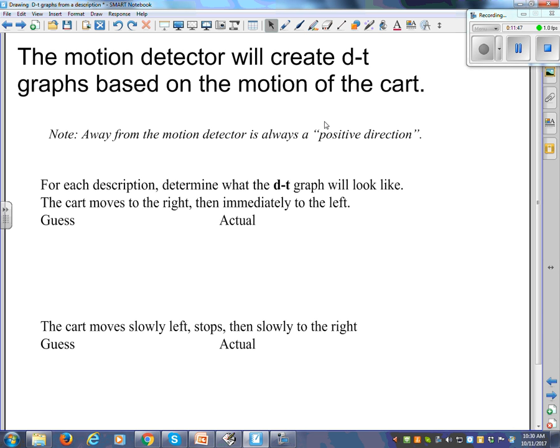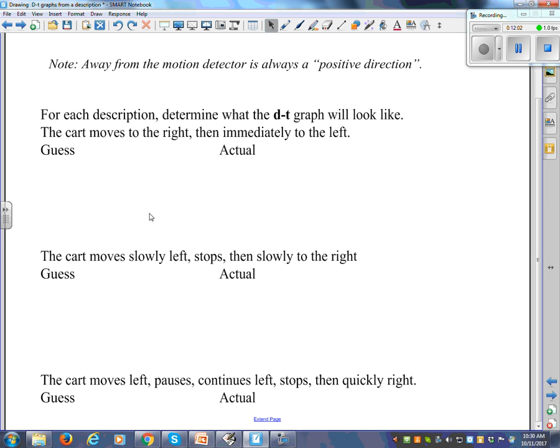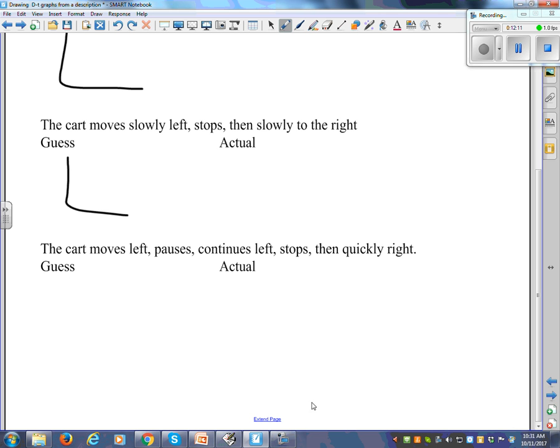Okay? So it says for each description, determine what the DT graph looks like. So the first one is the cart moves to the right and then immediately to the left. Okay? So you'll notice that I have 3 of them. Is there 3? Am I right? Yeah. Okay. So here we go. Under guess, I just want you to draw a graph like so. And then I want you to guess what the motion's going to look like, and then I'll actually do it. Okay, so you go ahead and guess.